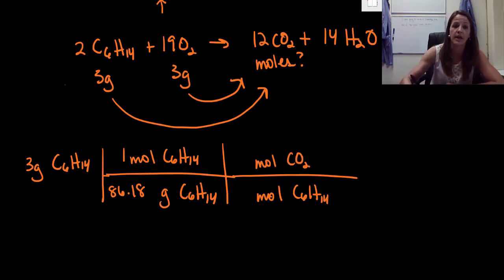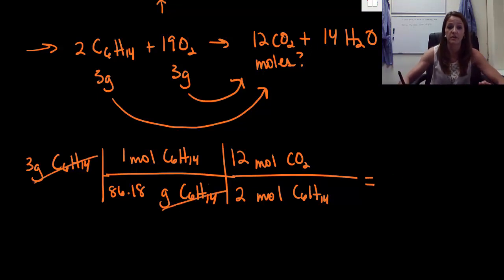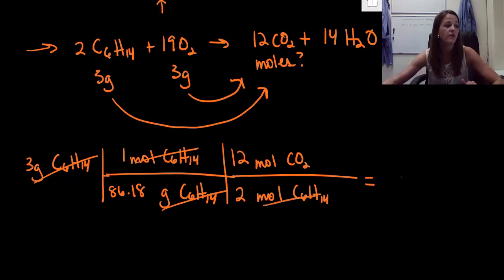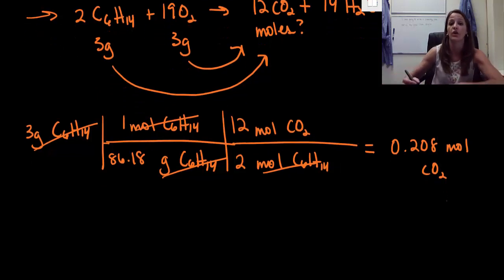So we go up to our chemical equation here. We see that there are 2 moles of hexanes on the bottom, 12 moles of carbon dioxide on the top. That's all we're doing. We're just trying to figure out how many moles of carbon dioxide we have. So we check our units. Grams of hexane, mole of hexane, left in moles of carbon dioxide. Beautiful. If we calculate this out, we have something like 0.208 moles of CO2.